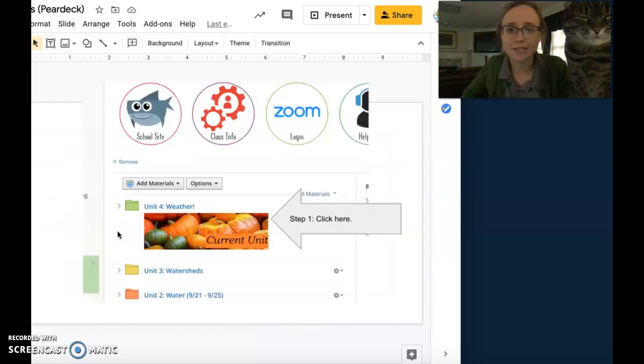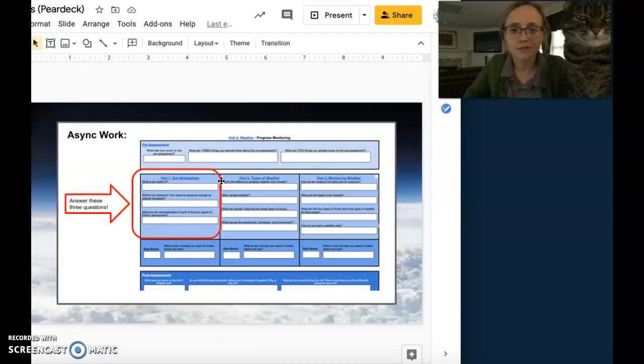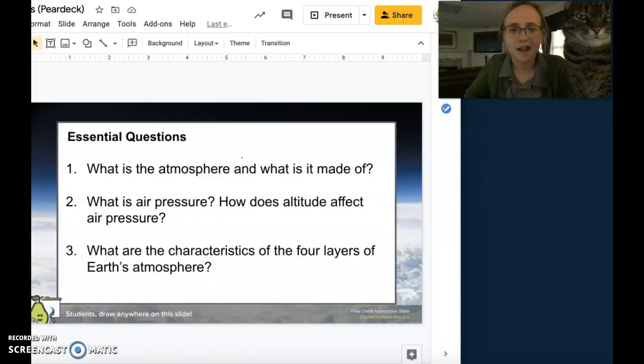All right, so you get to that by going to Unit 4 Weather, click on this progress monitoring, and then again, we're just answering these 3 questions, and you will notice that they are the essential questions that we saw at the beginning of class.